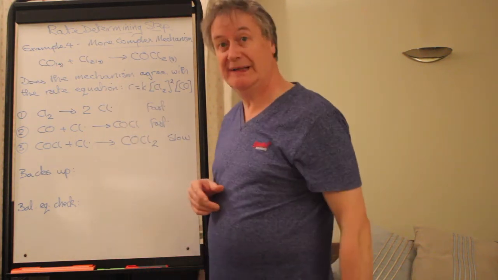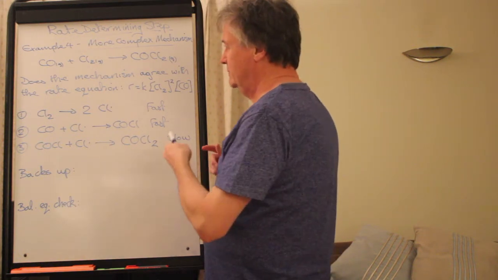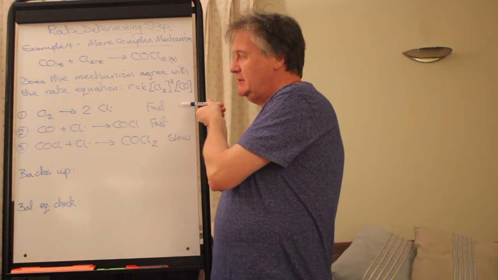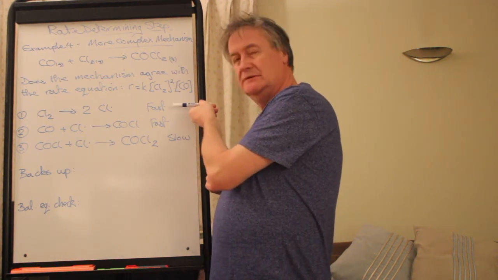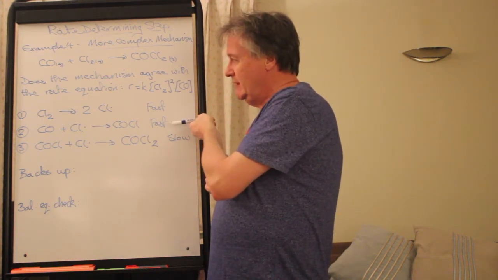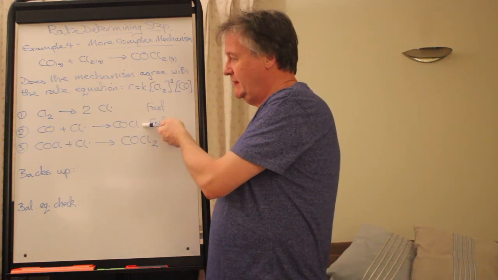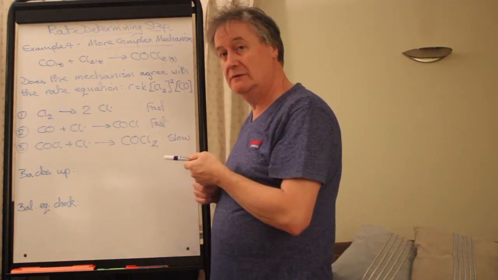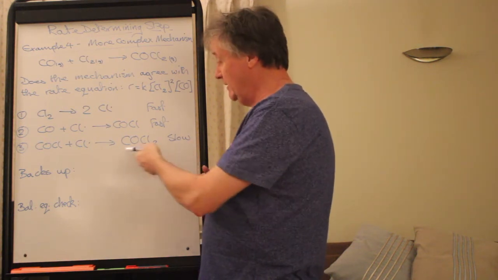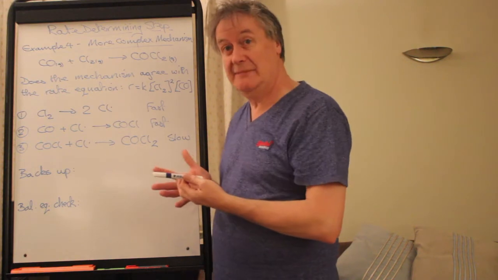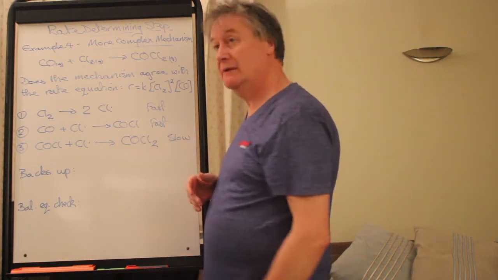Here's the proposed mechanism. So there are the three steps. Chlorine dissociating into two chlorine free radicals or atoms. And then one of those chlorine atoms reacting with carbon monoxide to produce this species, COCl. That then reacts with a further chlorine radical in a slow step to produce COCl2. Now, does that mechanism agree with the rate equation?